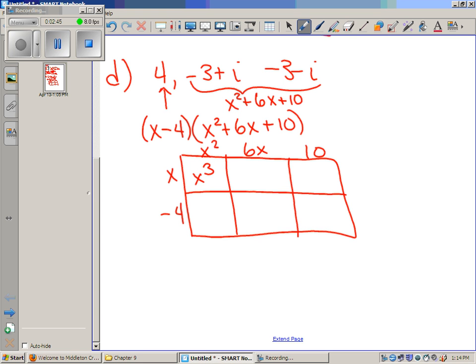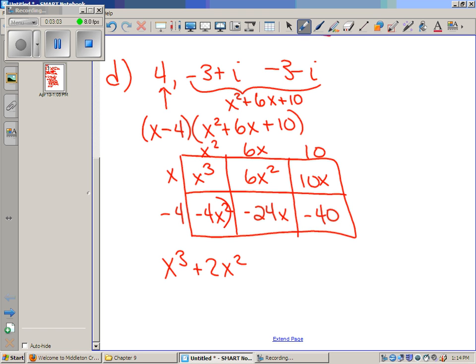This would be x cubed, this would be negative 4x squared, this would be 6x squared, we have negative 24x, I have 10x and negative 40, and then I just combine what I can. So I end up with 2x squared because negative 4x squared and positive 6x squared gives me 2x squared. And then minus 14x because I can combine those two things together, and then just minus 40.